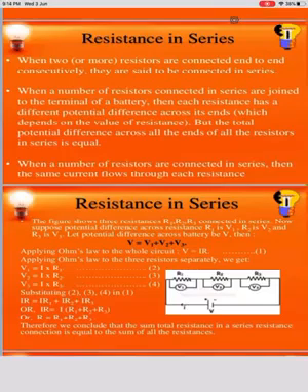We know that in a series connection R is equal to R1 plus R2 plus R3. That means when a number of resistors connected in series are joined to the terminals of a battery, each resistor has a different potential difference across its ends, which depends on the value of its resistance, but the total potential difference across all the resistors in series is always equal.